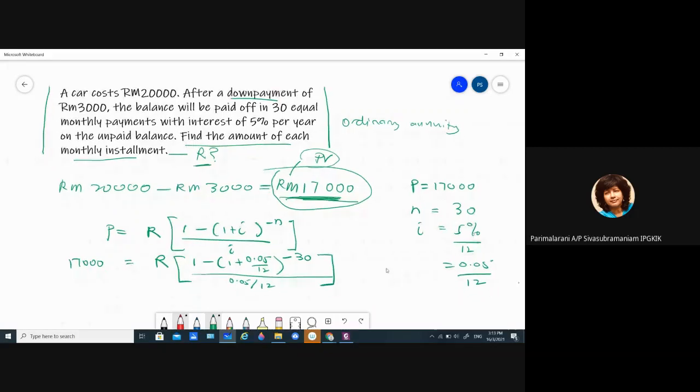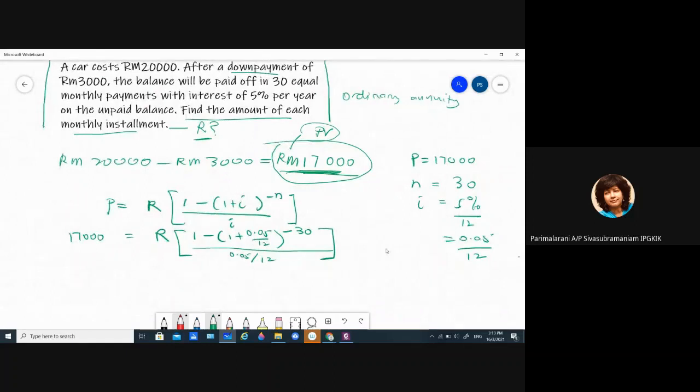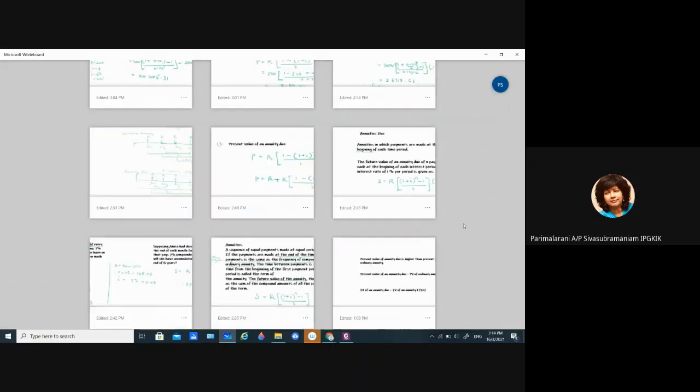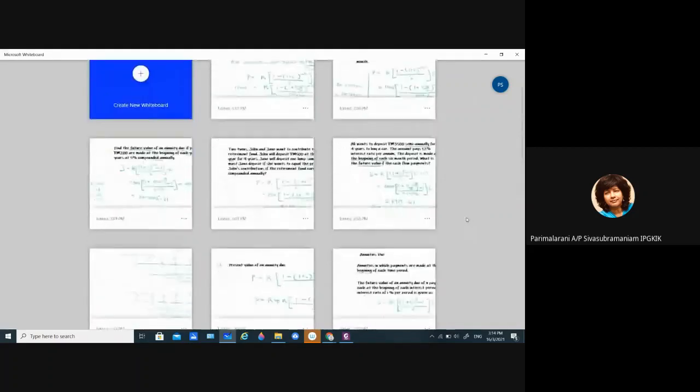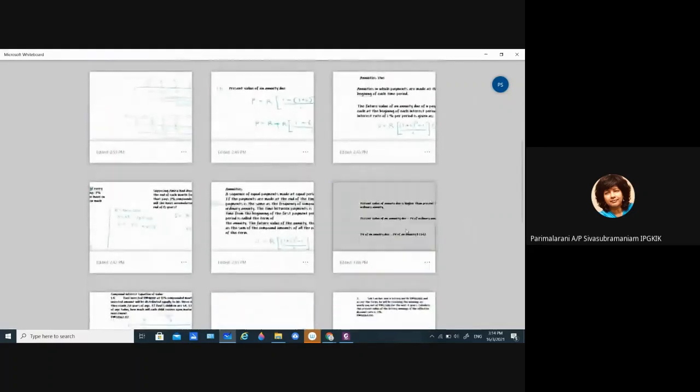So we have R equals 604. So this is the monthly payment. At the end, you have to write properly a sentence. So the amount of monthly installment is 604 ringgit. Okay, any questions so far? I think they've done all the questions.